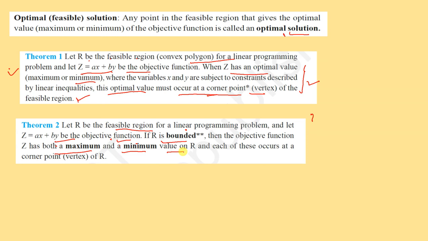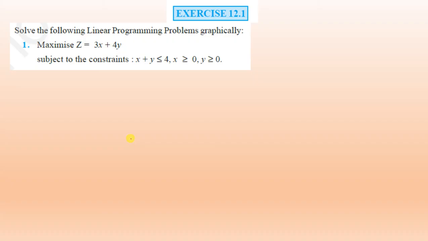अगर हमारे पास बाउंडेड फिजिबल रीजन है तो उस रीजन का, उस प्रॉब्लम का हमारी मैक्सिमम वैल्यू भी होगी और मिनिमम वैल्यू भी एग्जिस्ट करेगी और ये वैल्यूज कॉर्नर पॉइंट पर ही एग्जिस्ट करेंगी. सो लेट अस डू सम क्वेश्चंस बेस्ड ऑन इट.